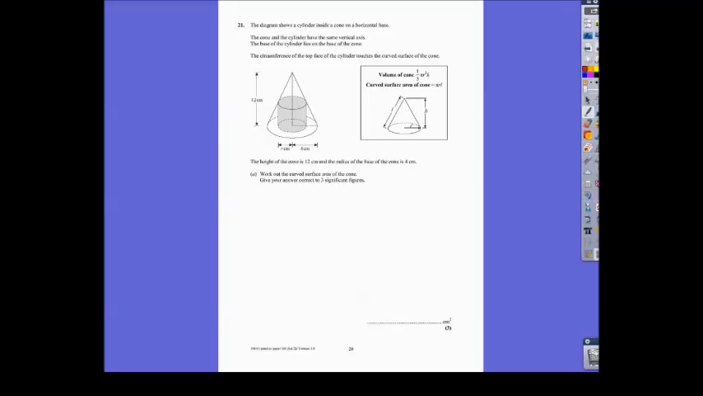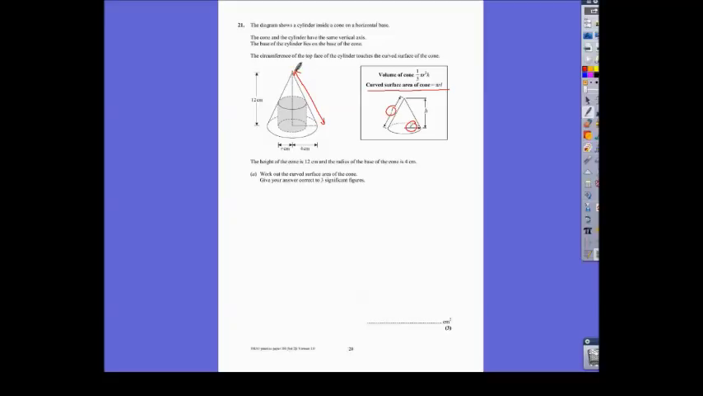The height of the cone is 12 centimetres and the radius of the base is 4. Work out the curved surface area. Now we're given the curved surface area over here. It's just pi RL. So we've got R is 4. We just need to work out L, this distance here. Now the cylinder is actually no part of this bit. That's for the next part of the question. So we can just ignore the cylinder for now.